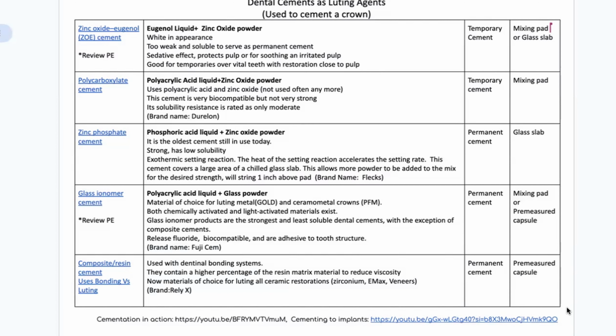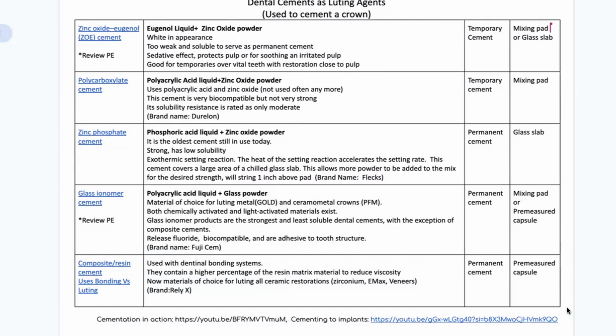Reminder, when we have an exothermic setting reaction, what should we mix something on? A glass slab. And you might see that on boards where they're like, why would I use a chilled glass slab? Something about that exothermic reaction. The ones that we use a glass slab for that have that type of reaction are zinc oxide eugenol and zinc phosphate cement. So you might want to put a little note up under your zinc oxide eugenol. I don't have it on there, but an exothermic reaction.